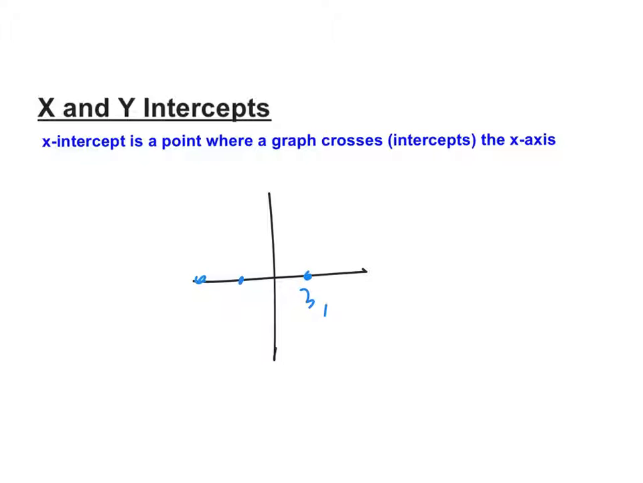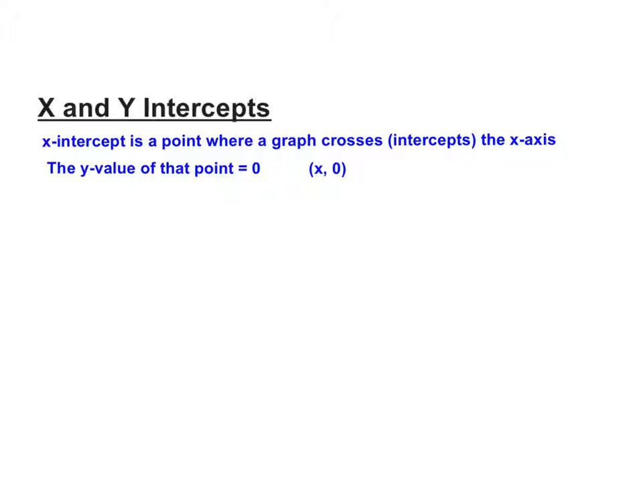Let's call this (3, 0). Let's call this one (-2, 0). Oh, they all have 0. Where? For the y. The y coordinate of every single point on the x-axis is 0. Okay? The y value of every single x-intercept is 0. In order to lie on the x-axis, y must equal 0.